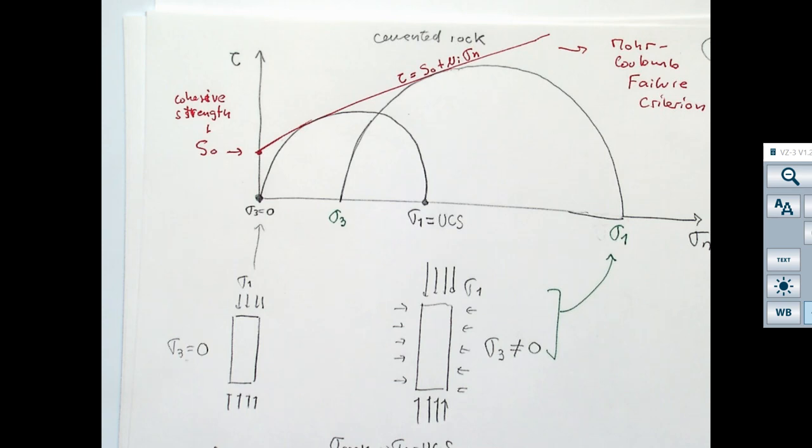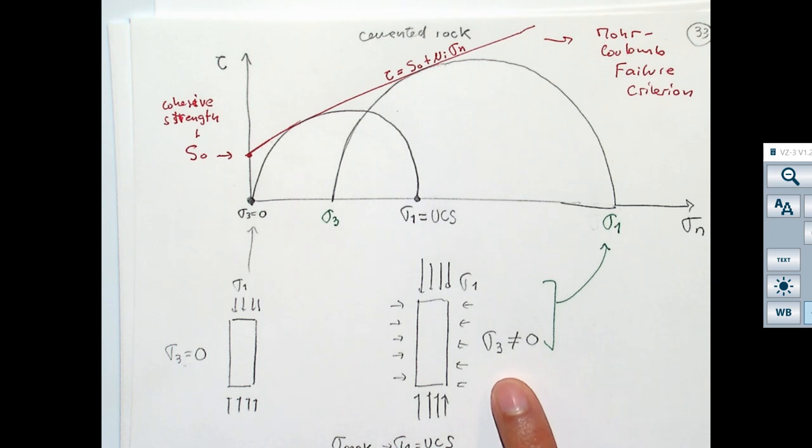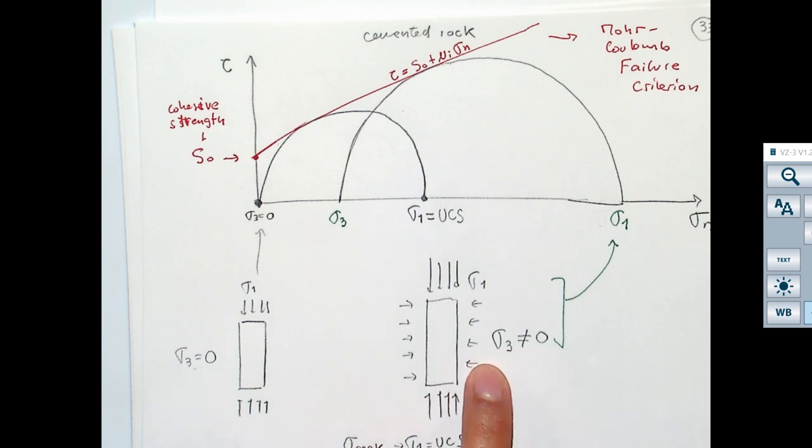It depends. Sigma 3 is always the least principal stress, but it's related to the overburden. And in the case of normal faulting or strike slip, it's related to the horizontal stress. But this means confinement. Usually when you go deeper, sigma 3 increases. The effective principal stress increases, and therefore, as you go deeper, rocks usually get stronger.